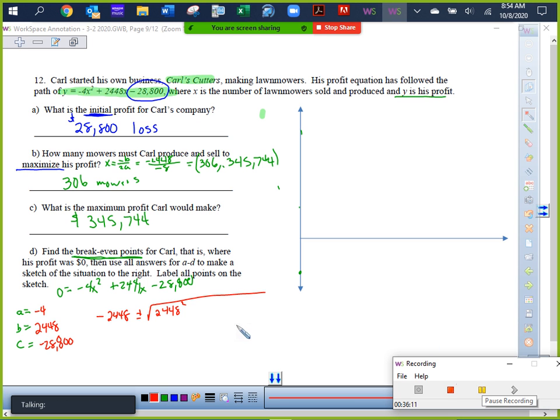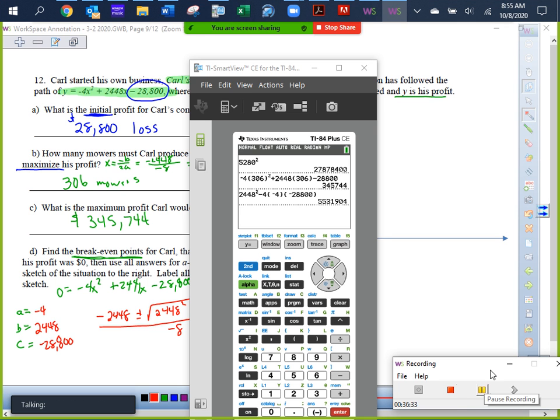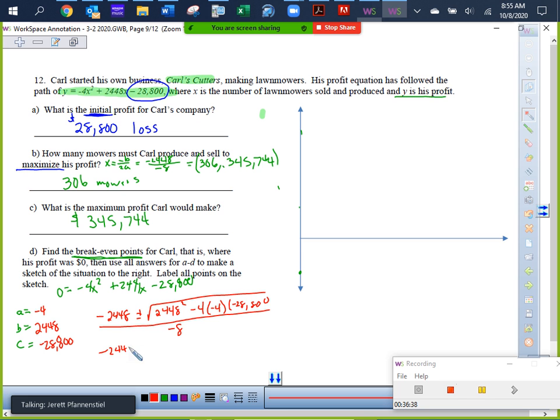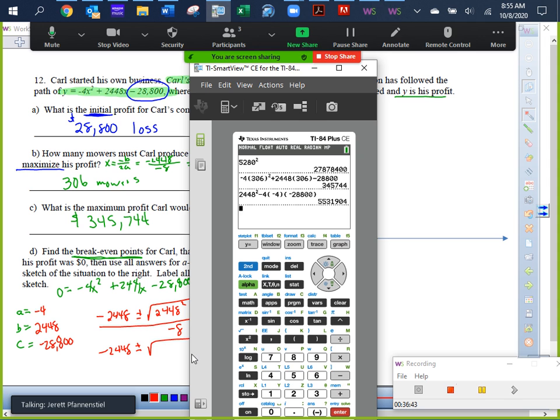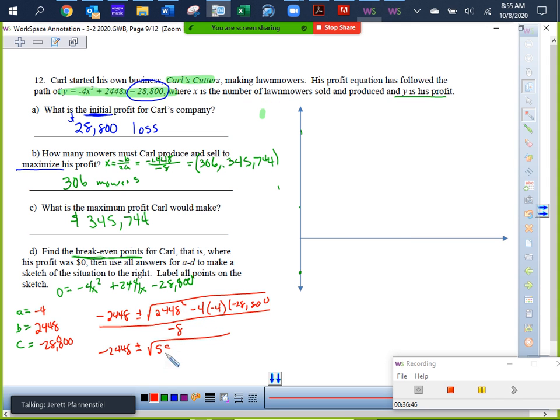Isn't it like 5,909,000? So don't even write that long number. Just put 2448 squared minus 4 times A times C, all over 2 times A. You with me on that? Then I'm going to go find the discriminant. We'll write that down. So I got this big old number for the discriminant: negative 2448 plus or minus the square root of 5531904, all over negative 8.